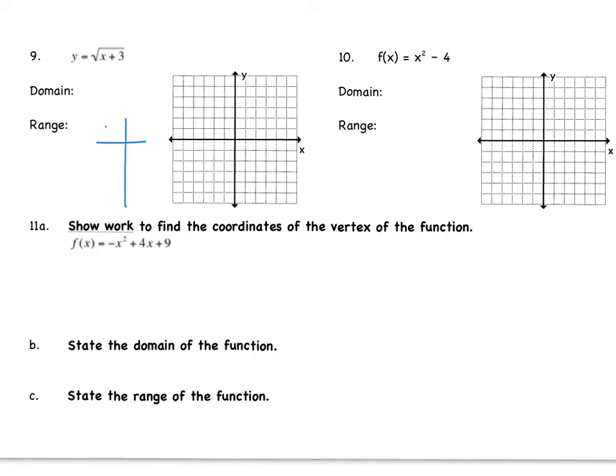So, let's make ourselves a little table. Good ones to start out with are -2, -1, 0, 1, and 2. So let's see where that takes us. If we plug in -2, we get the square root of 1. What is the square root of 1? 1. If we plug in -1, we get the square root of 2. That's not good to graph, so let's not graph that one. If we plug in 0, we get the square root of 3. That is also not good to graph. If we plug in 1, we get the square root of 4, which is 2. If we plug in 2, we get the square root of 5, which is not good to graph.